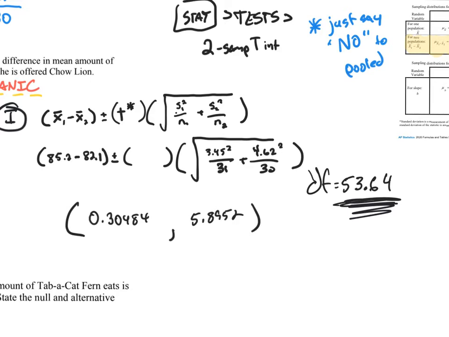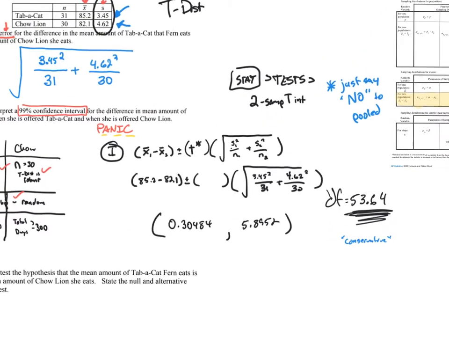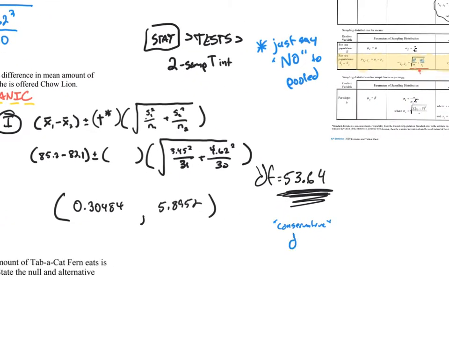If they didn't give me a degree of freedom and I wanted to use the conservative, then I would use the smaller of the two sample sizes, which is 30, and take its degree of freedom. Degree of freedom equals 29. Notice how dramatically different those are. Since I'm using my calculator, I'm going to use this one and ignore the conservative. If I had to look it up by hand, then I would do a conservative.